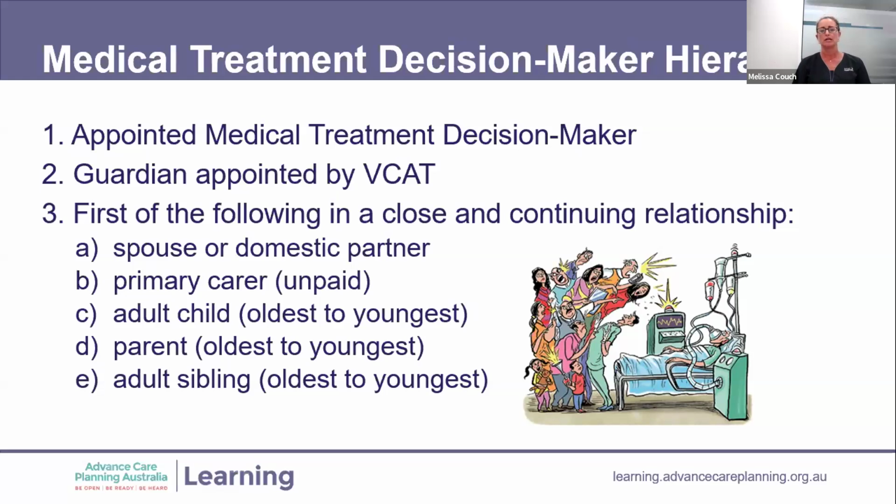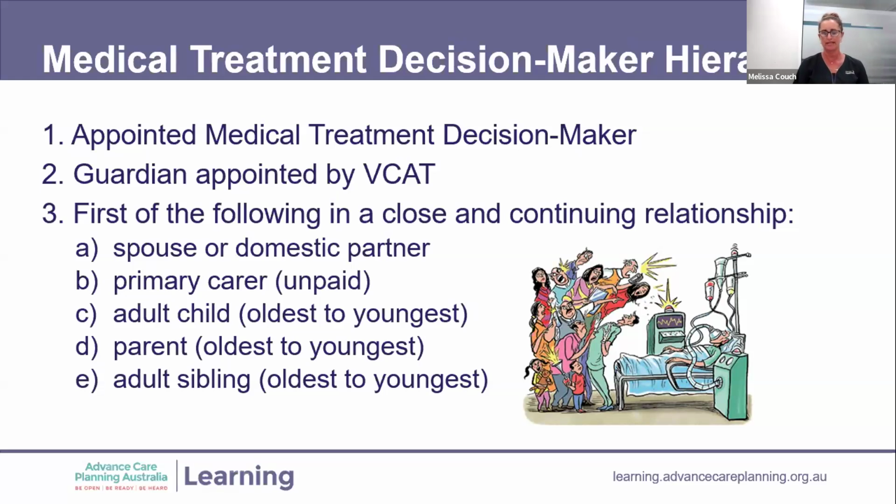So your first one is your spouse or domestic partner. Now, there's also quite a significant definition with regards to this. So it could be your spouse or domestic partner. You may not even live together. You might be in an inferred relationship. So you need to really think about who the right person is for your medical treatment decision maker.